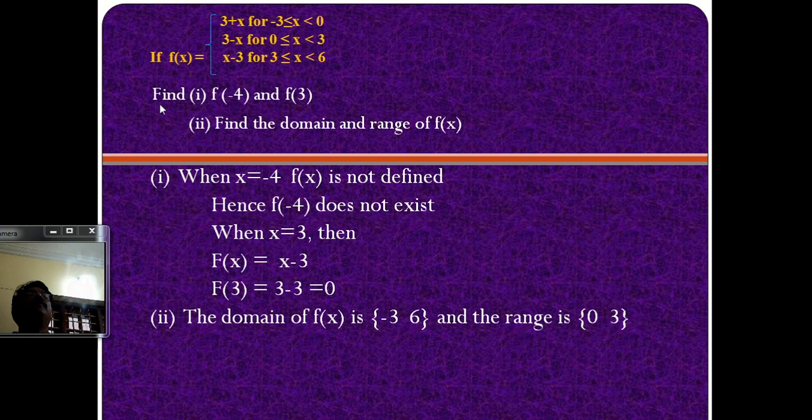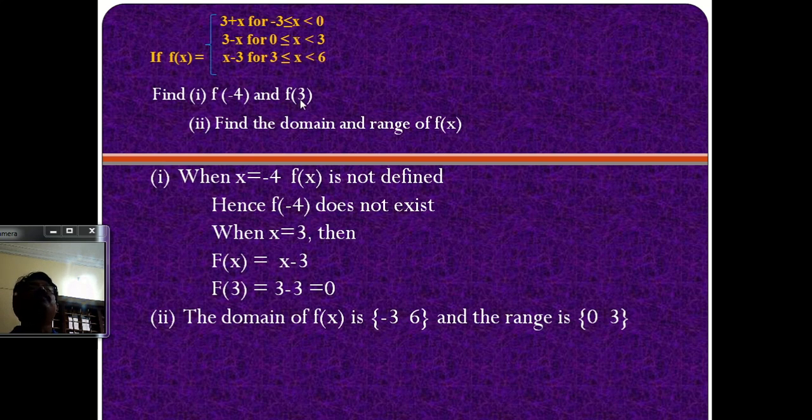So the question is, find f of minus 4. You just look into these three conditions. f of minus 4 is not there. Here the function is applied only from -3, because minus 4 is not defined in this function. So you will have to say that when x is equal to minus 4, f of x is not defined. In these functional conditions, this value is not covered, so you cannot calculate it. We can say f of minus 4 does not exist.